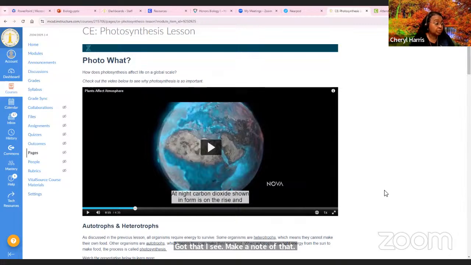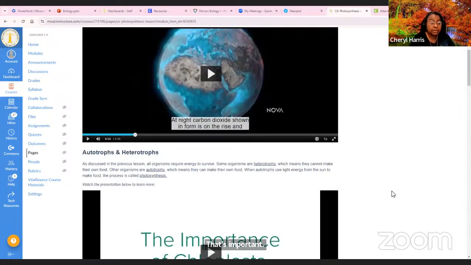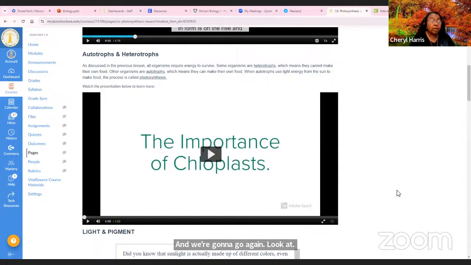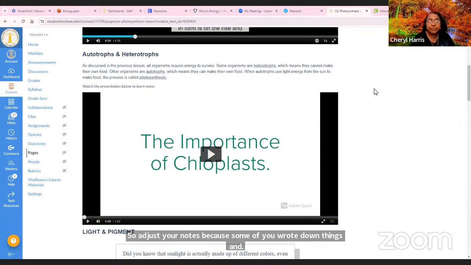That's important. And we're going to again look at light reactions and dark reactions. We're not going to call it day and night all the time. Yesterday we talked about glycolysis, Krebs cycle, and electron transport, correct? Did we do that yesterday? Yes? Okay. All right, so make sure you had all those notes. So adjust your notes, because some of you wrote down things and you didn't write down the important things.